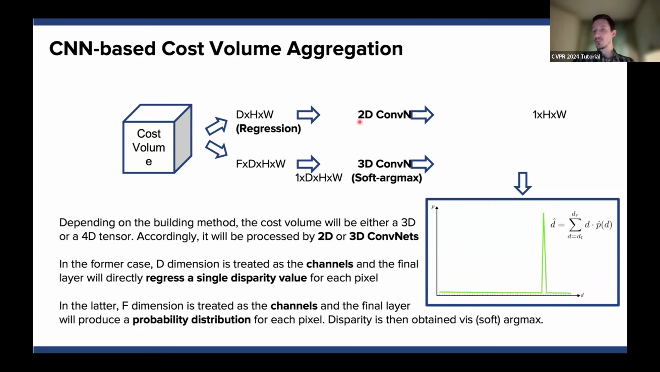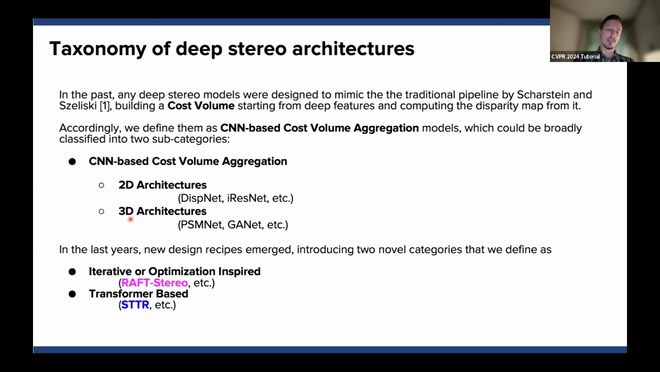In the case of 2D architectures, as soon as we get in the end a 1 times H times W volume, this is already what we will refer to as the disparity map. So we are simply regressing the disparity through a 2D neural network. So given these two differences, we get the 2D and the 3D architectures we were talking about before. However, in the last year, we got new recipes for designing end-to-end architectures. Two in particular emerged, as I anticipated before, one that has been proposed by Rough Stereo and one that has been proposed by the Stereo Transformer.